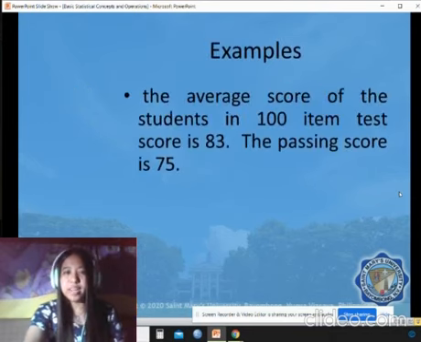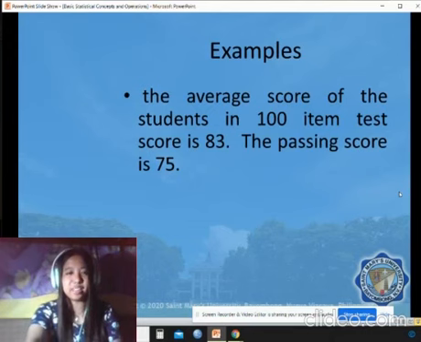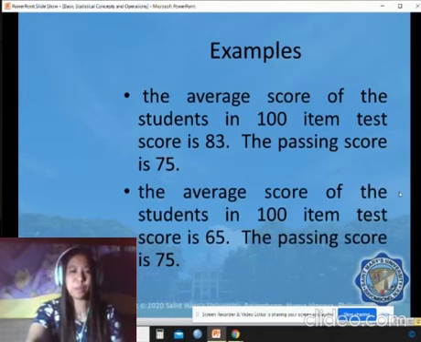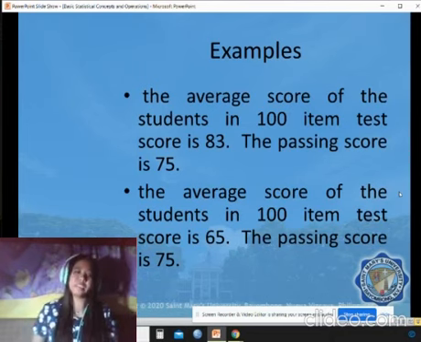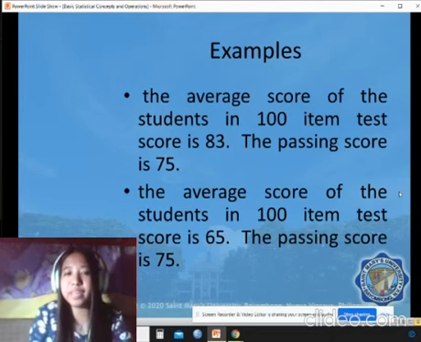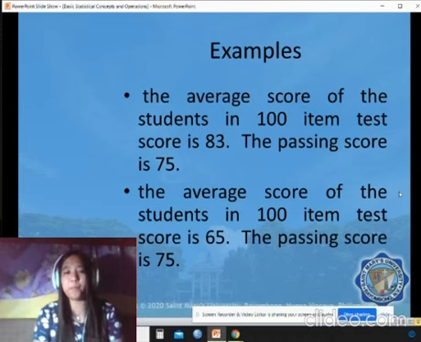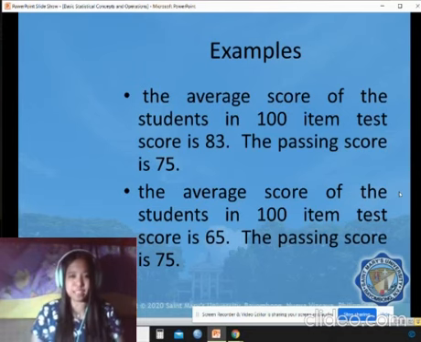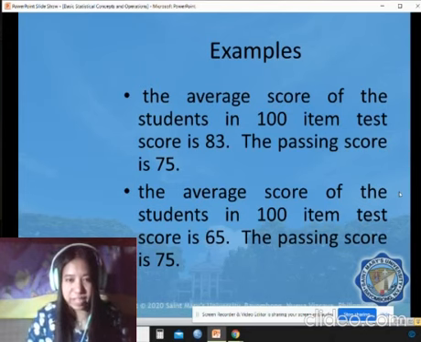The first one, the average score of the students in a 100 item test is 83. The passing score is 75. And the next example, the average score of the students in a 100 item test is 65 and the passing score is 75. So we actually have here three numbers for the first example and three numbers for the second example. That's 100, 83 and 75, 100, 65 and 75 respectively.